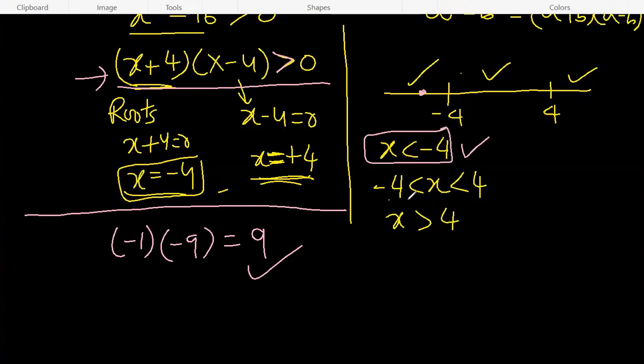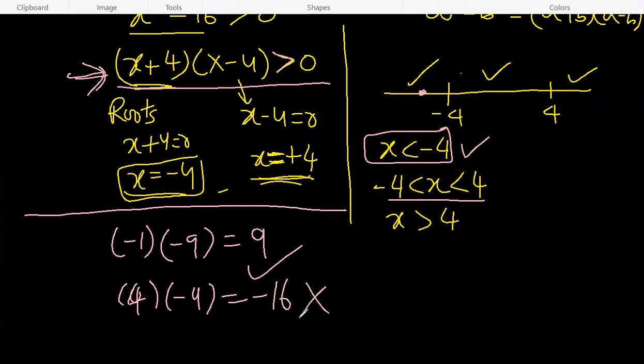Okay. Second, take a number between minus 4 and 4. 0 is the best option. Let's put 0 again here. 0 plus 4 is positive 4. 0 minus 4 is negative 4. It is negative 16, which is not greater than 0. So no, this is not our solution. Ignore it.